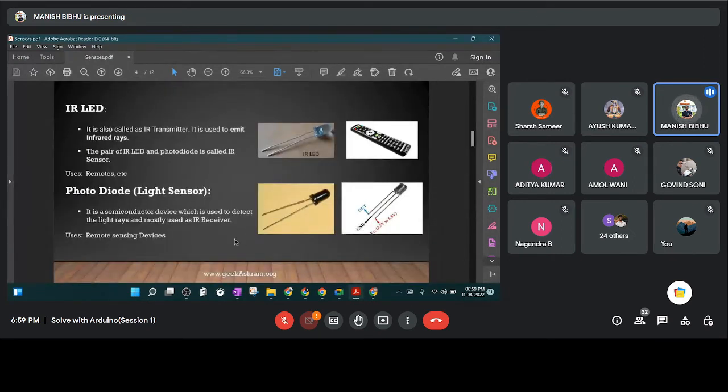So the infrared sensor and infrared receiver are used for any project, like the remote control operation.